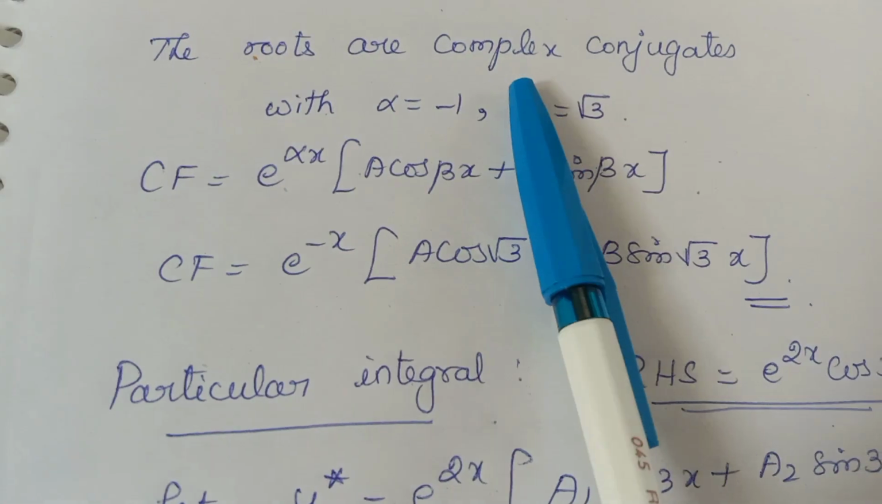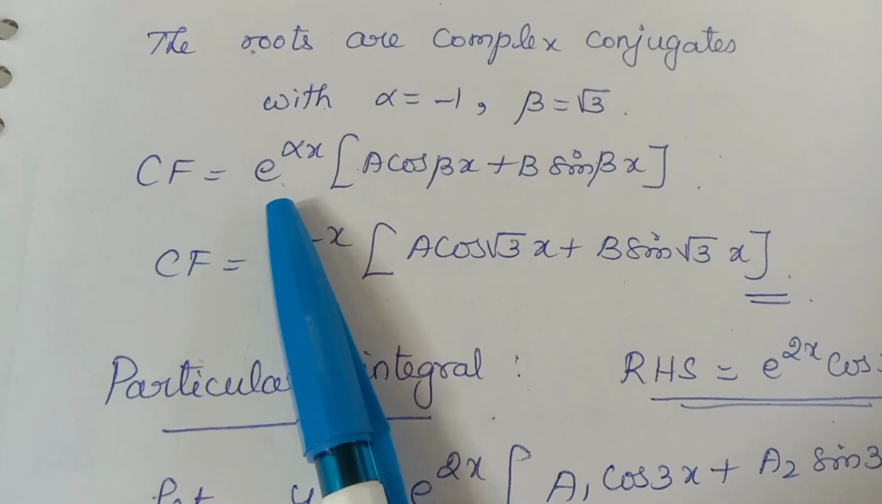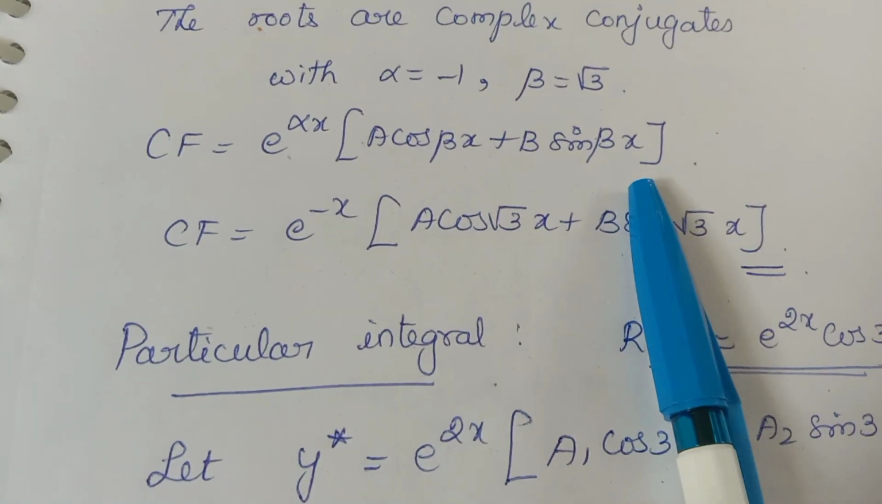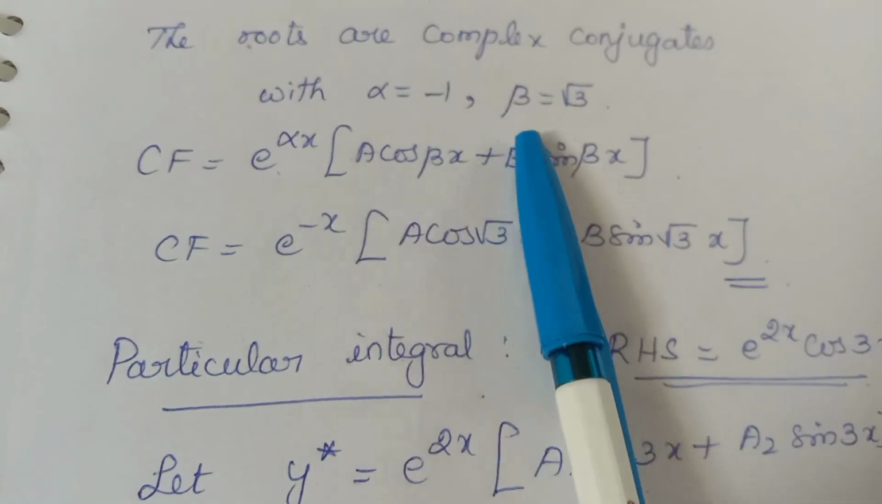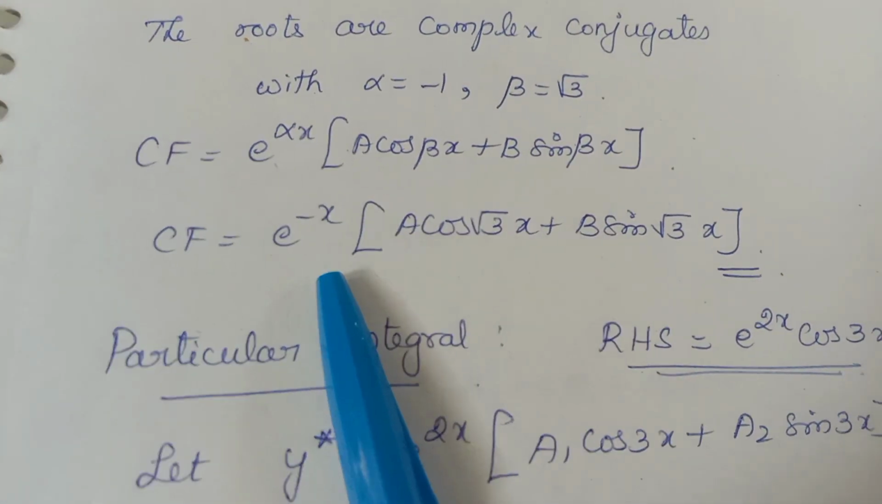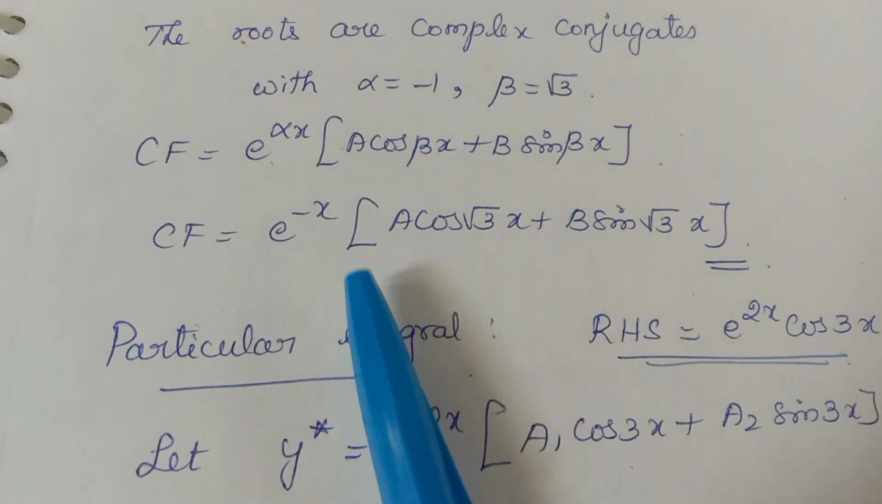When you have complex conjugates as the roots, the complementary function is given by e power alpha x into a cos beta x plus b sin beta x. So here alpha equal to minus 1, the real part, and beta equal to root 3. So the complementary function is e power minus x into a cos root 3x plus b sin root 3x. That's all. Next we have to find the particular integral.